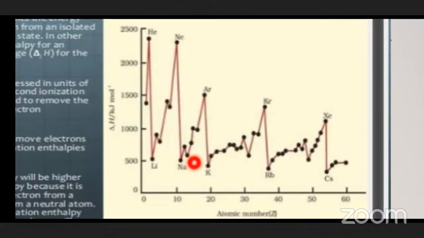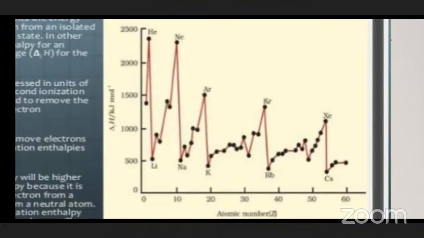Observe the lower peaks everywhere. Similarly, if you observe the higher peaks of the graph, all noble gases are occupying the peaks. Yes or no? Why are the values higher? Noble gases already have octet configuration. Filled electrons are present in the valence shell. That means the element is stabilized. So to remove an electron from the stable configuration is very difficult.